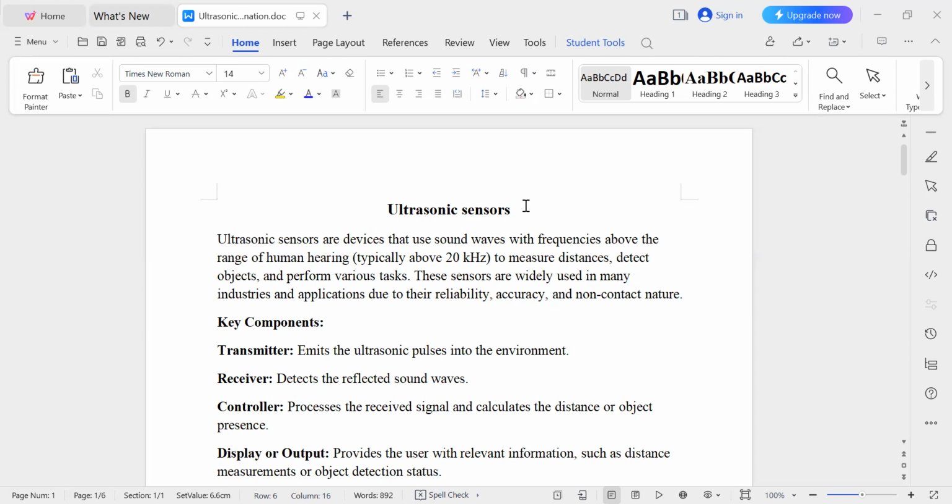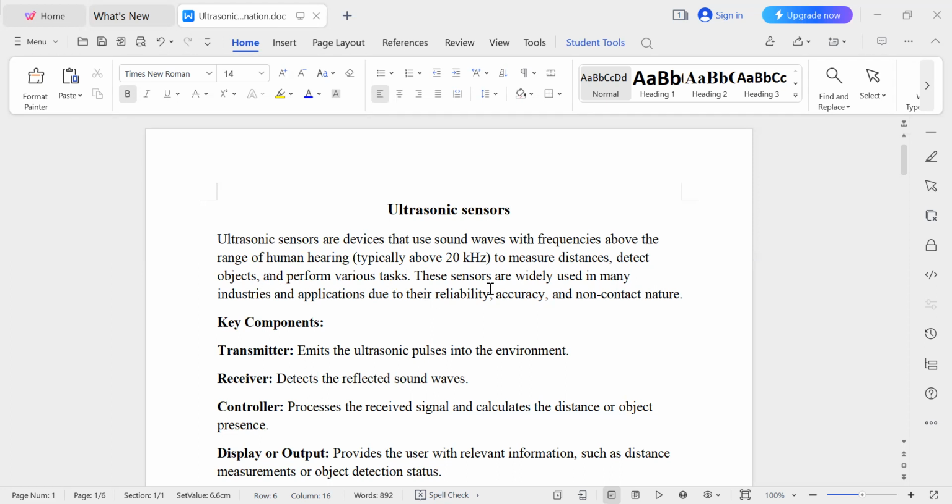Today I'll explain what an ultrasonic sensor is, what the working principle of the ultrasonic sensor is, and how to measure distance using an ultrasonic sensor. Ultrasonic sensors are devices that use sound waves. The sound wave frequency is typically above 20 kilohertz. These sound waves are used to measure distances, detect objects, and perform various tasks.